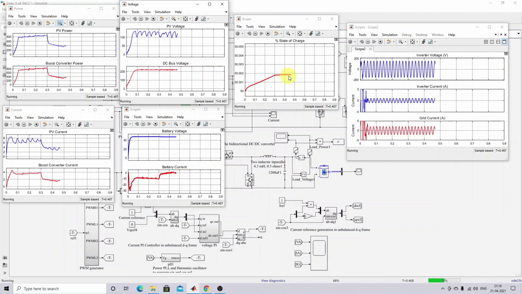Here also you can see it is maintained constant, not decreasing, not increasing, because the PV power has enough power to supply to the grid or the load. Next, we will check after 0.6 second, when the irradiation changes from 500 to 300. We will check the process.